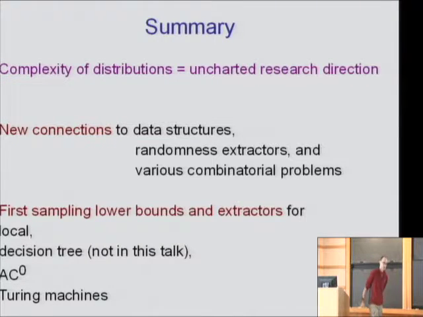Yeah. These sampling lower bounds go away as soon as you have two tapes. You're asking if sampling lower bounds are impossible when you have two tapes? I mean, what happens there?